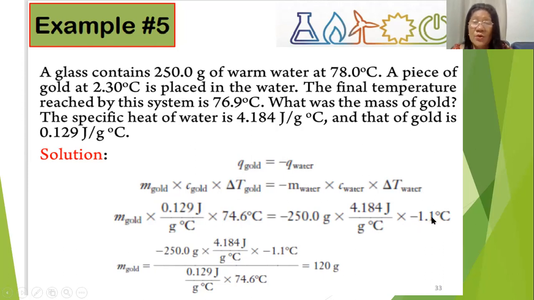How about your other one? The temperature for the water: this is your initial, and this is your final. So final, which is 76.9, minus 78 is negative 1.1 degrees centigrade.